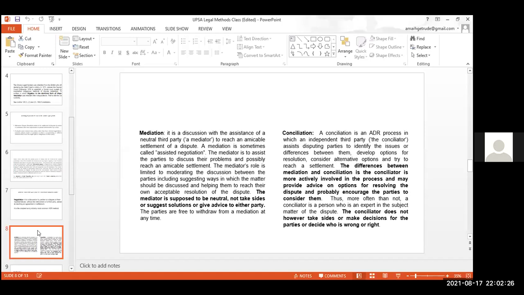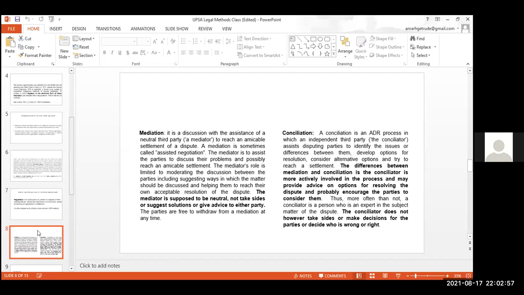Mind you, for mediation, the parties are free to withdraw at any time. They are not bound to continue with the mediation if they are not, for example, happy with the way the mediation is going ahead. Same way, they are not bound to accept. In fact, the mediator is not even supposed to suggest a way of resolving the dispute to the parties. No, he's not supposed to do that. All he's supposed to do is to guide the parties to resolve the dispute by themselves.